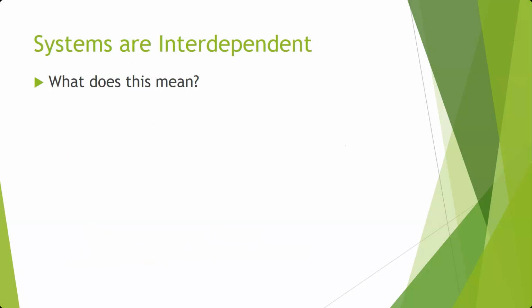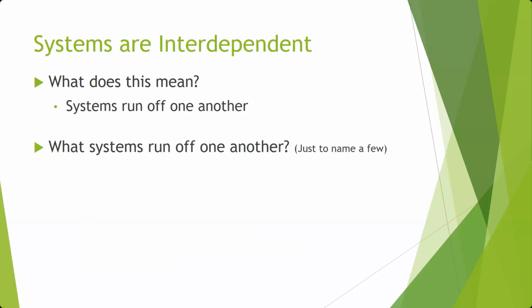Nothing runs in a vacuum, nothing works by itself. Everything on the airplane has some kind of an interplay going on. So systems run off of one another. What would run off another? What are some ideas? What would you expect to run off of something else?